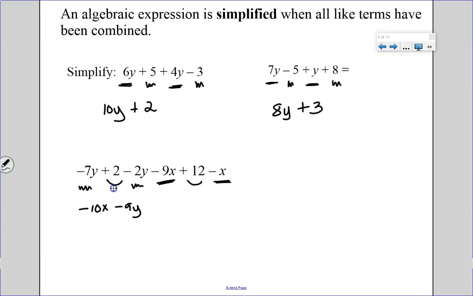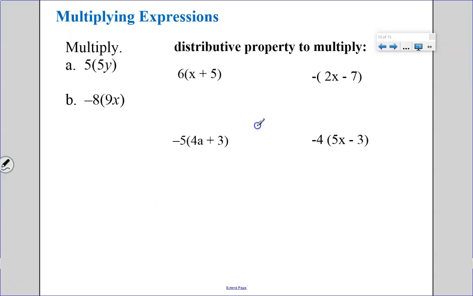And then finally, the numbers, I have a positive 2 and a positive 12, which would make a positive 14. Now, when you multiply, you don't have to have like terms. You're going to just multiply the coefficients together. When you see a number touching a parenthesis like this, you're going to multiply the 5 times the 5y by multiplying 5 times 5, which would be 25, and then you're just going to carry over the y.